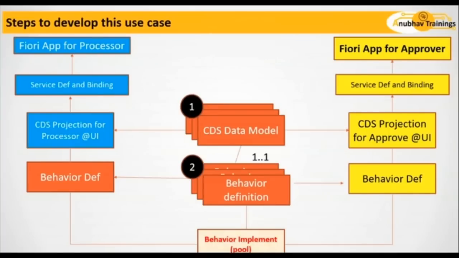Both the processor and the approver need one Fiori app each, but their requirement is to work with the travel as well as the bookings of a given travel. That's what their requirement is. Now, for having the same requirement, it is not a good idea to develop two different CDS views, two different behavior definitions, two different behavior implementations. It's not a good idea to implement two things separately like we used to do in classical ABAP.